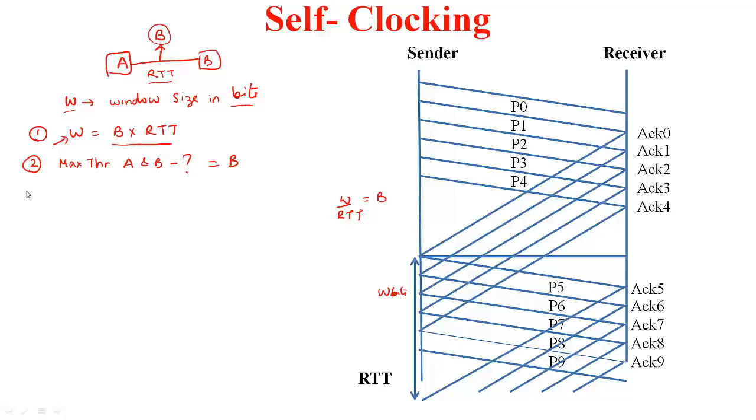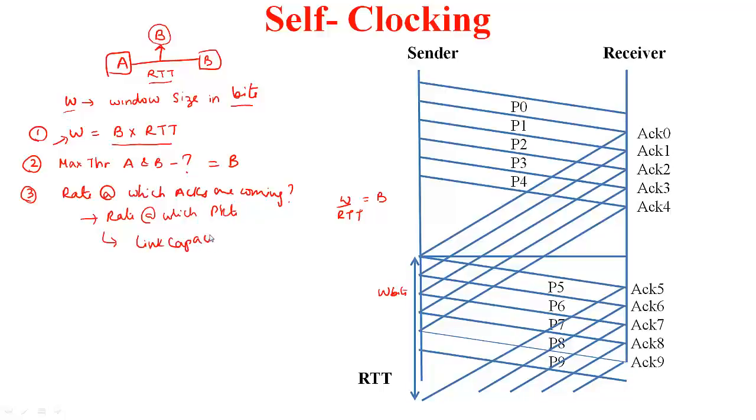Now tell me, what is the rate at which ACKs are coming? This is equal to the rate at which you are sending the packets, because you are generating one ACK for every packet that you are getting. And at what rate are these packets getting sent? This is dictated by the link capacity. So as you can see, the spacing between these ACKs is being dictated by the transmission time of the packets that are being sent.